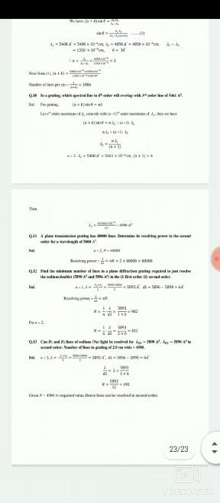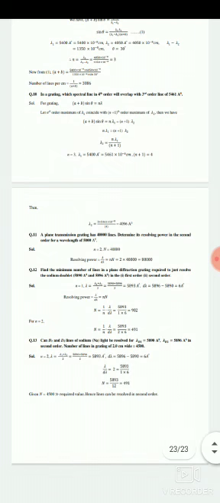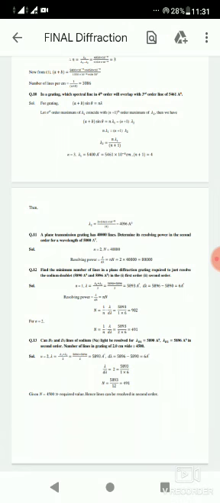Question number 10. In a grating, which spectral line in fourth order will overlap with the third order line 5461? As you have seen, from the grating equation (a plus b) sin theta is equal to n lambda, let the nth order maximum of lambda 1 coincide with the (n plus 1)th order maximum of lambda 2. Then we have n lambda 1 is equal to (n plus 1) lambda 2. Here just calculate lambda 2 is equal to n lambda 1 upon (n plus 1). Here n is equal to 3 and we calculate this.